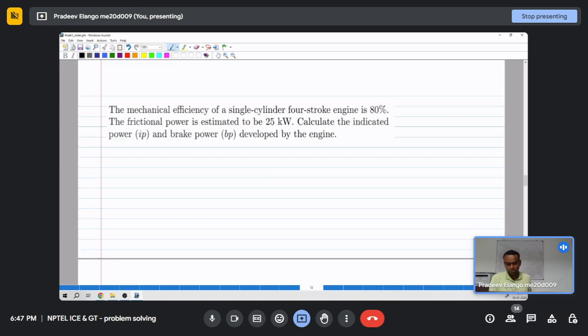The mechanical efficiency of a single cylinder four-stroke engine is 80%. The frictional power is estimated to be 26 kW. Calculate the indicated power and brake power developed by the engine. So mechanical efficiency is given as 80%, that is 0.8. What is mechanical efficiency?